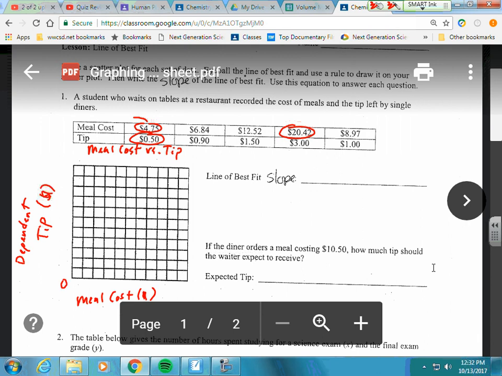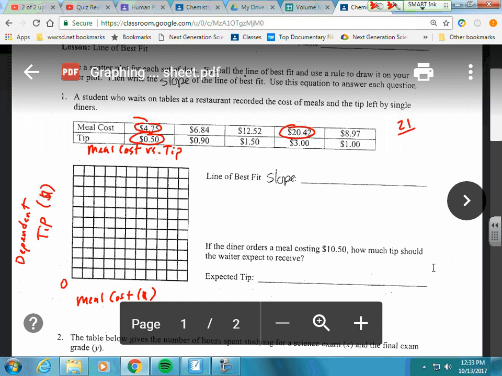Okay, so for meal costs, the next thing I need to do is figure out what my range is. How high do I need to go? The highest value for meal costs is $20.42, so I need to go at least that high. I need to show that on the graph. But I want to make sure that my actual line that I'm making is as large as possible with the numbers. I want to use as much of that graph as possible so I can really see what's going on. So basically, I have to go from 0 to 21. So I have 21 values to cover.